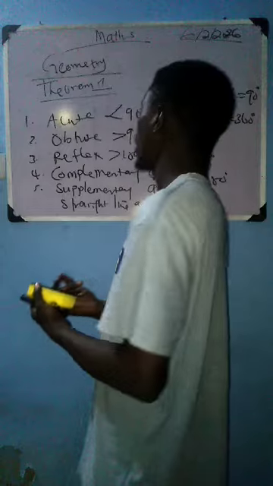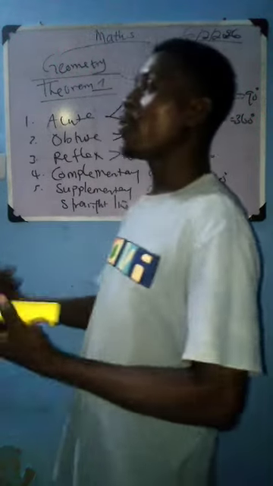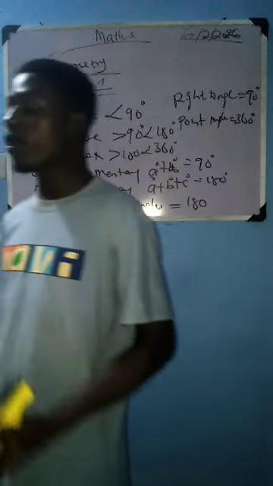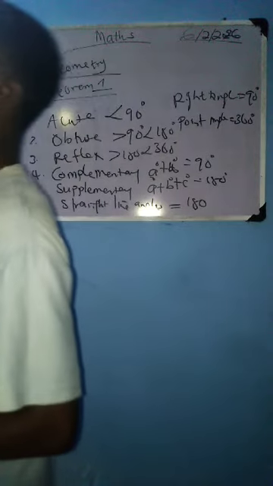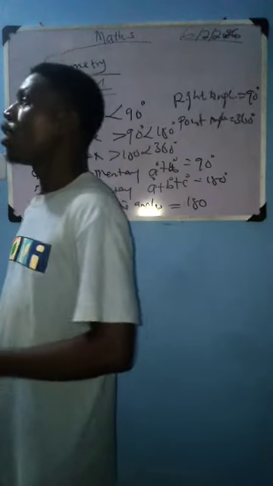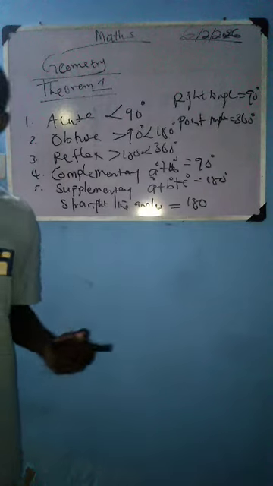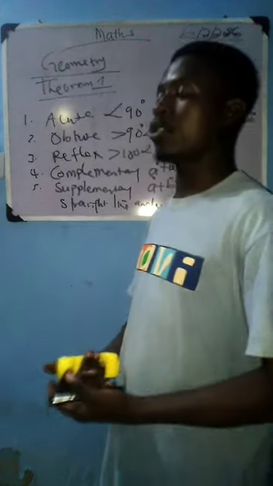Are you using the sum of angles on a straight line, or the sum of angles at a point? Are you using vertically opposite angles, or alternate angles? Are you using corresponding angles, or parallel lines and the rest of it? You must be able to know which theorem you are applying to solve this geometrical question. All right, let's dive in now.